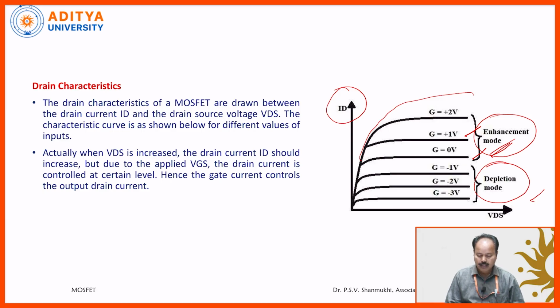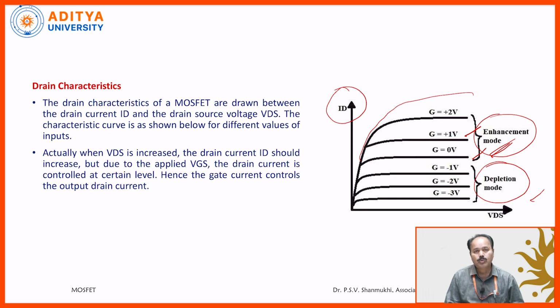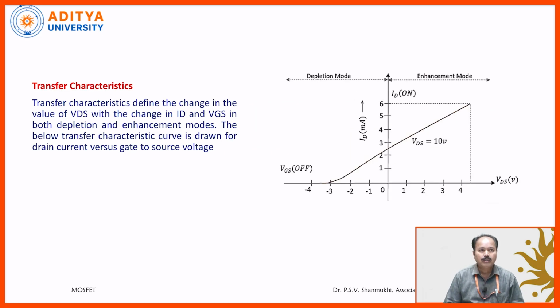So these are the VI characteristics of the MOSFET. Moreover, for the N channel MOSFET, there are two operations, one is enhanced mode and the second one is the depletion mode. When you observe the transfer characteristics, they define the change in the value of VDS, the voltage between the drain and the source, with the change in ID, the drain current, and VGS, the voltage between the gate and the source, in both depletion and enhanced modes.